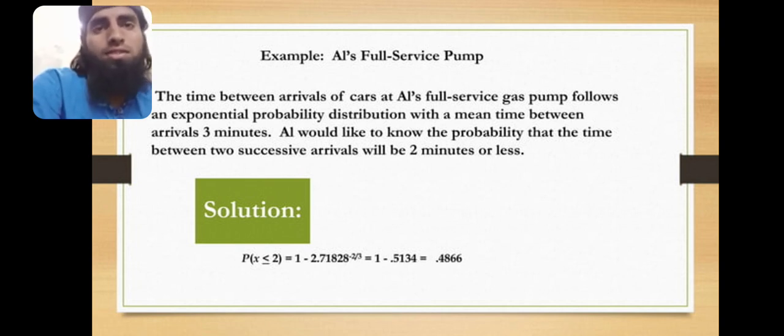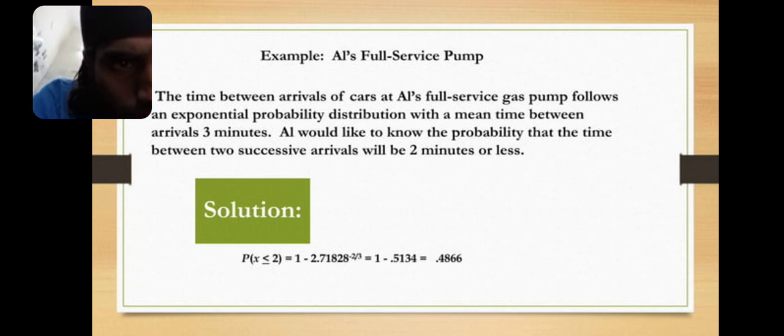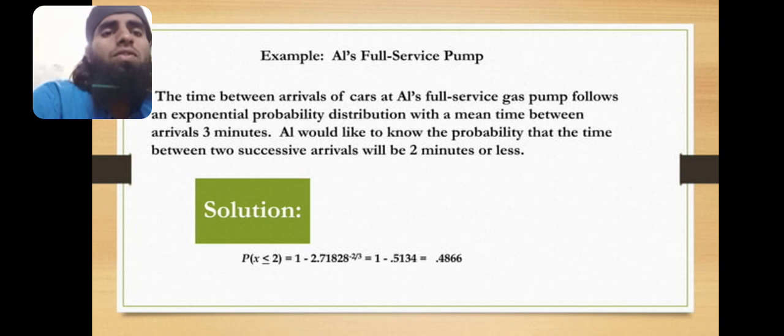P of x less than 2 is equal to 1 minus 2.71828 power minus 2 by 3, which is equal to 1 minus 0.5134, which is 0.4866.